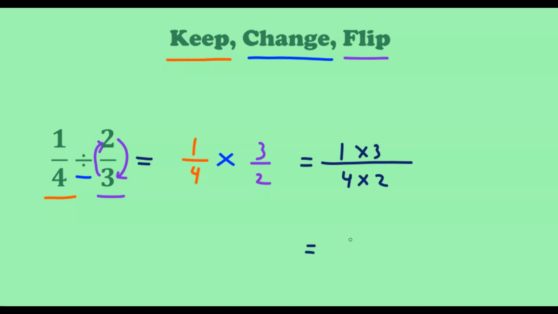And this is equal to 1 times 3, which is 3, divided by 4 times 2, which is 8. And so this is our required answer. That is, 1 over 4 divided by 2 over 3 is equal to 3 over 8. Now let us have a look at why this process works. Let us consider the previous example again. Let us consider 1 over 4 divided by 2 over 3.